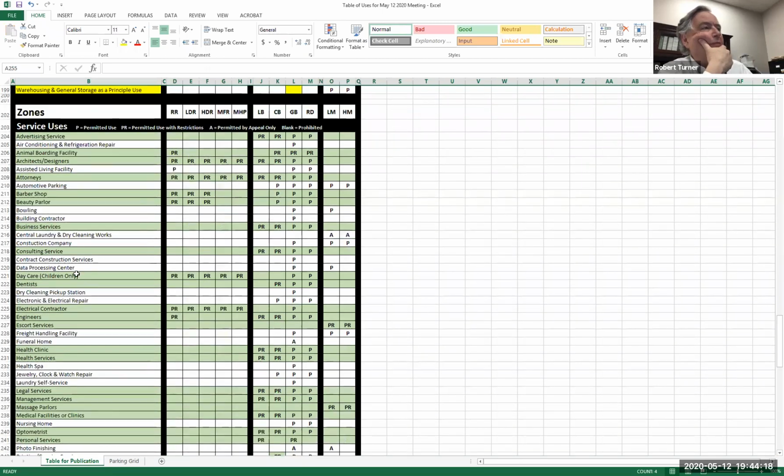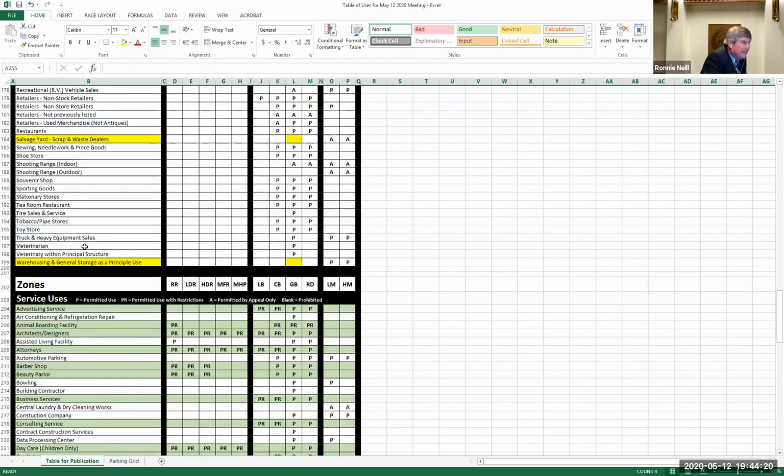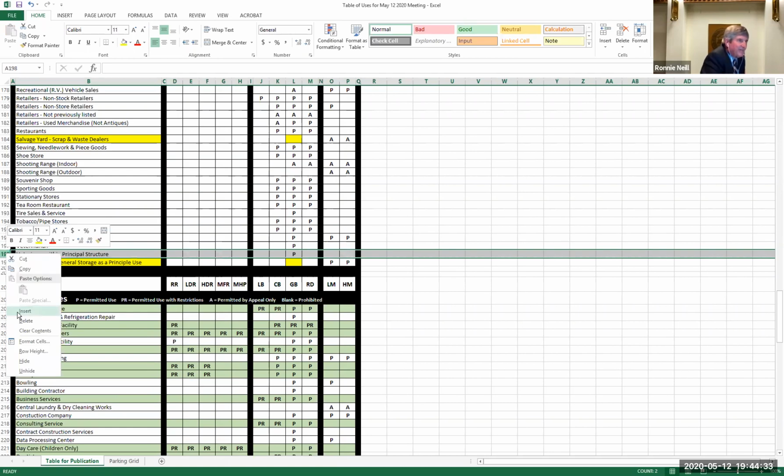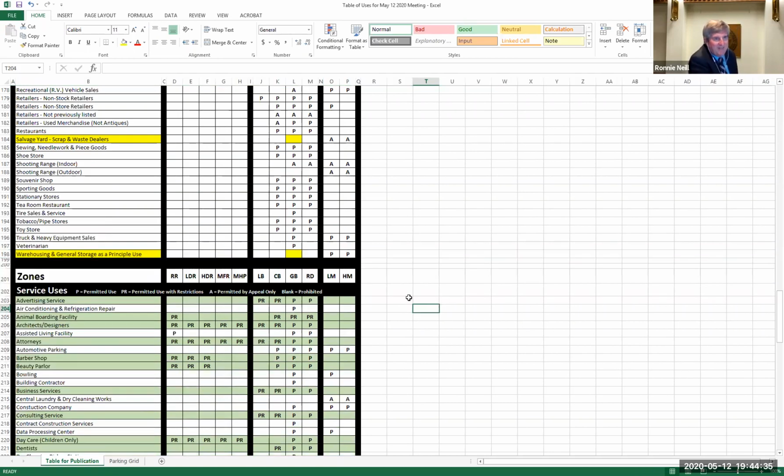It's gone. I don't know why we have veterinarian versus veterinarian with principal structure. I don't even know what that means. It's just something that came out of a zoning ordinance someplace. We'll get rid of veterinarian with principal structure. If we don't know what it means, we really probably shouldn't have it in there. You're probably right.